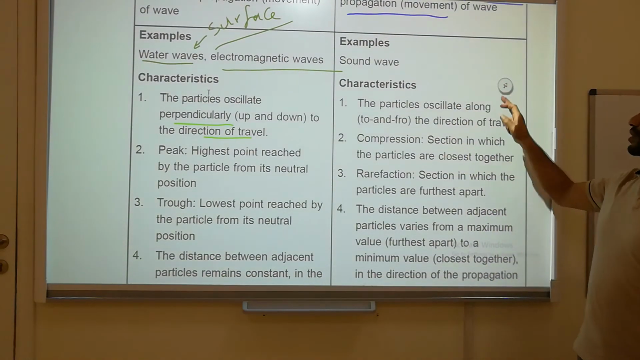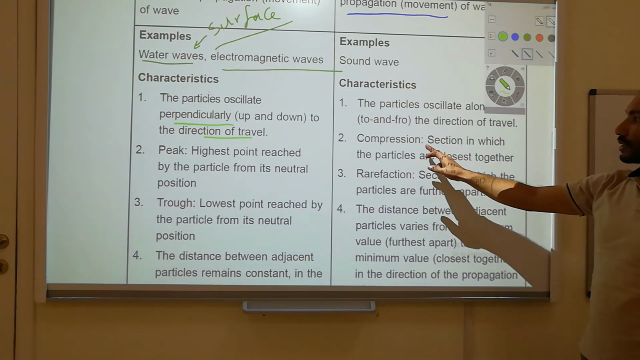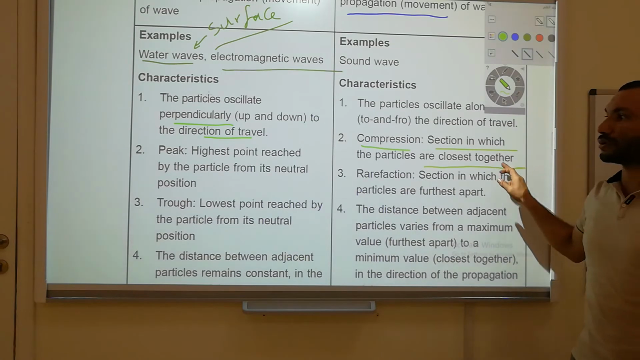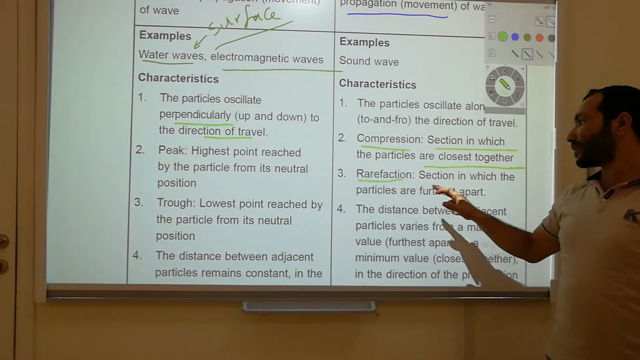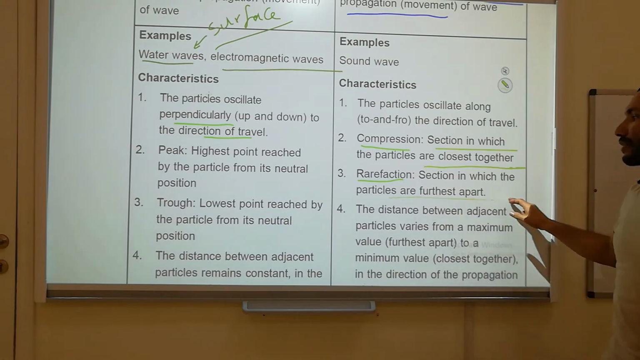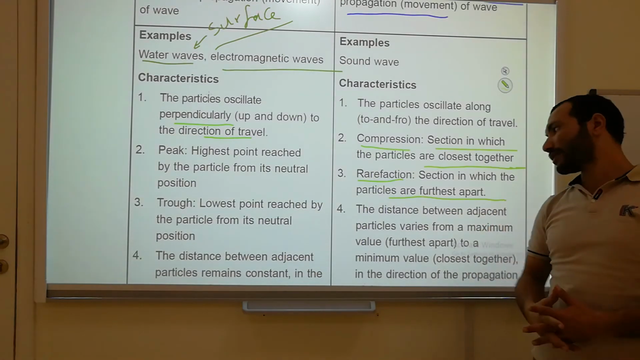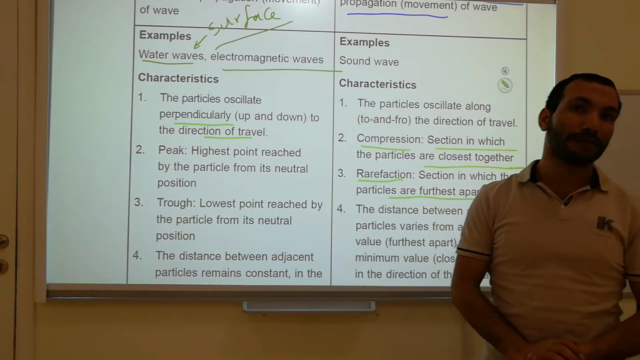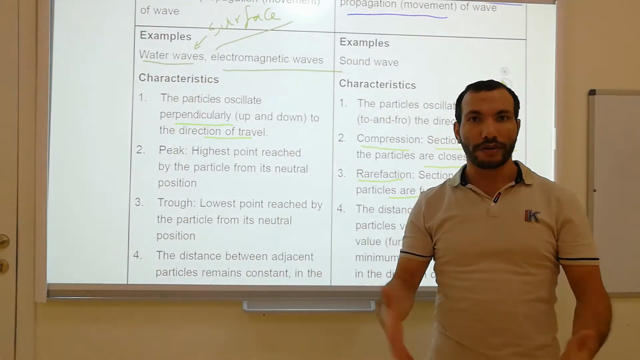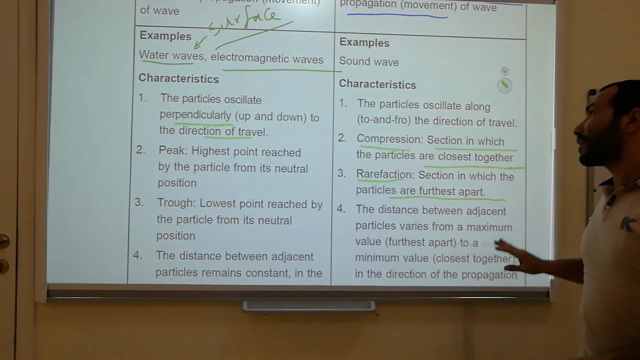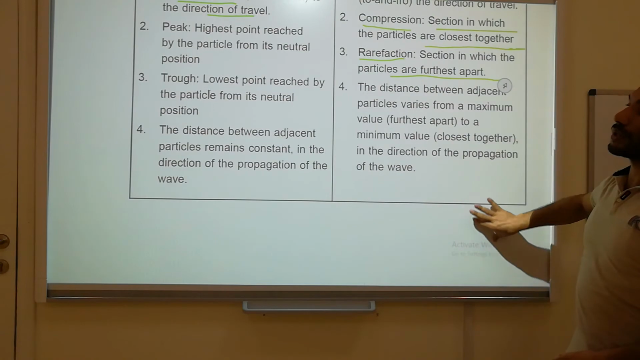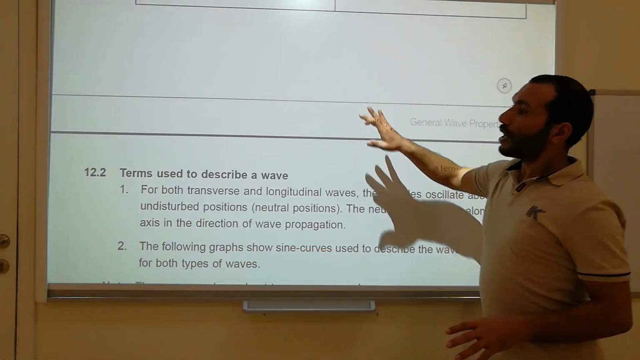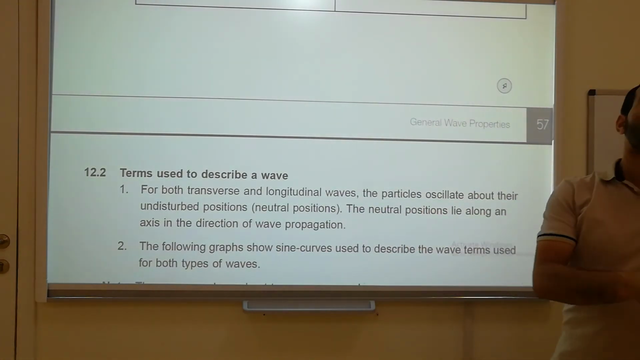What is the meaning of compression? Compression is the section in which the particles are closest together. Rarefaction is the section in which the particles are farthest apart from each other. The distance between two centers of compressions, or two centers of rarefactions, we call the wavelength. This is number one in the comparison between transverse waves and longitudinal waves.